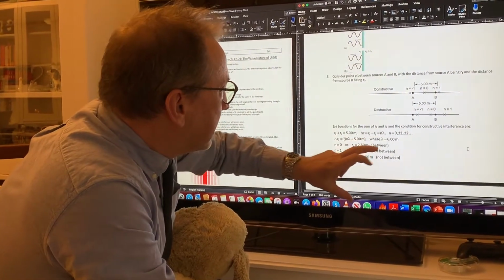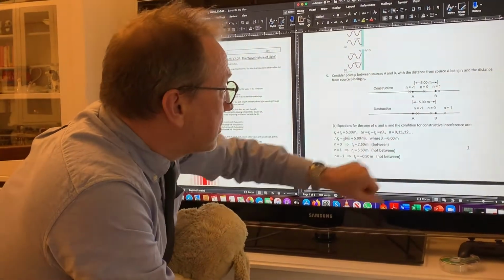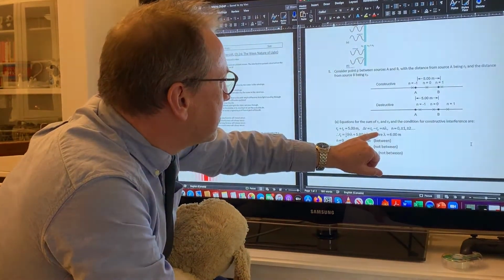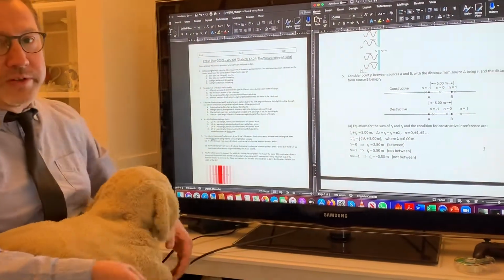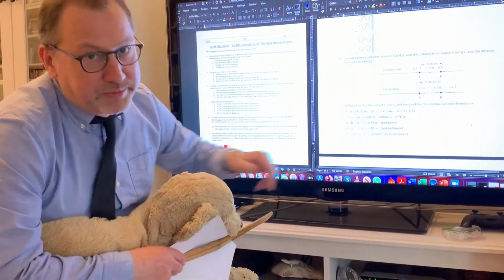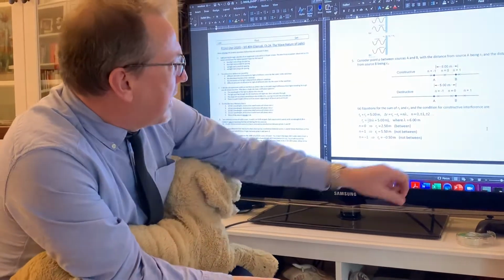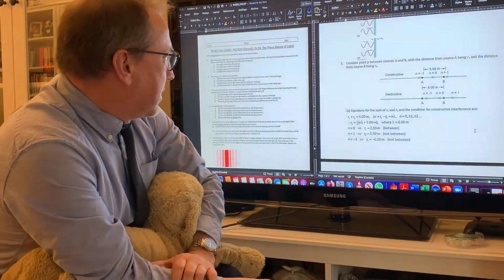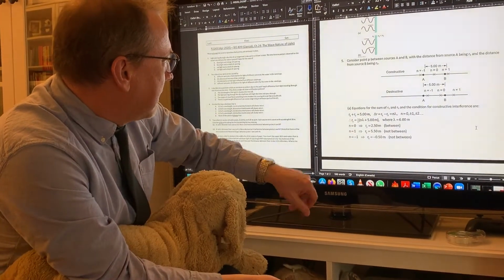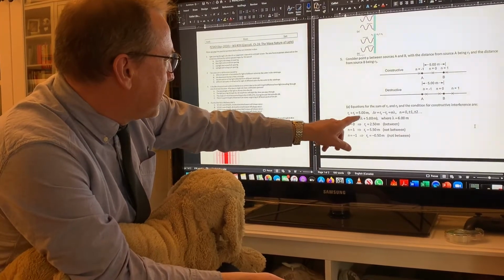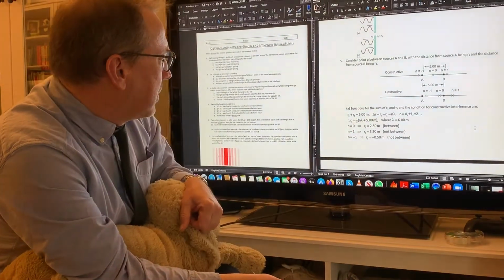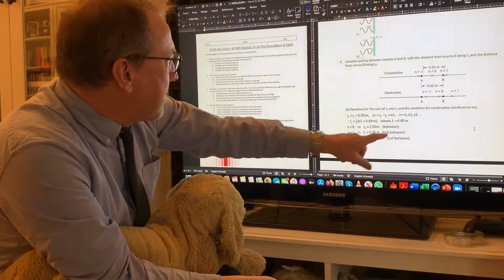Now, the difference in the distance from the sources is R1 minus R2, right? For constructive interference, I want the path length difference to be equal to an integer number of wavelengths. So I've got n lambda here, and n can be an integer. What I can then do is solve this simultaneously. I've said R2 equals 5 minus R1, substituted it into this equation, and solved for R1. Lambda, of course, is 6 meters.